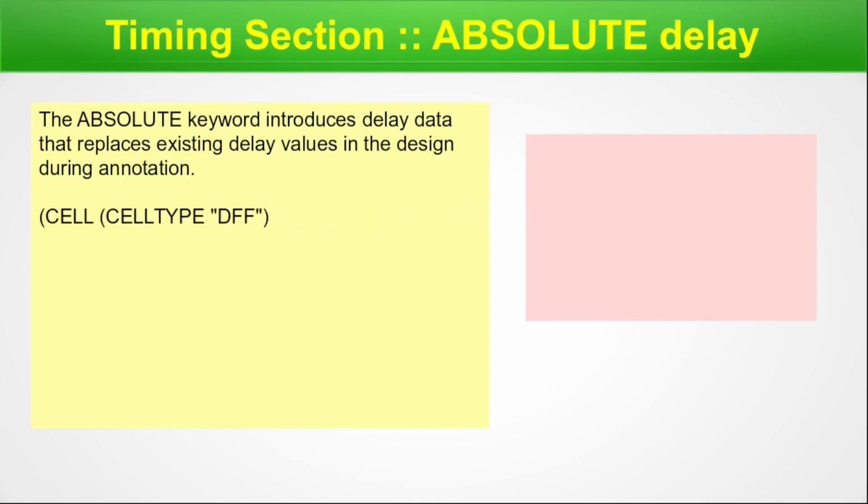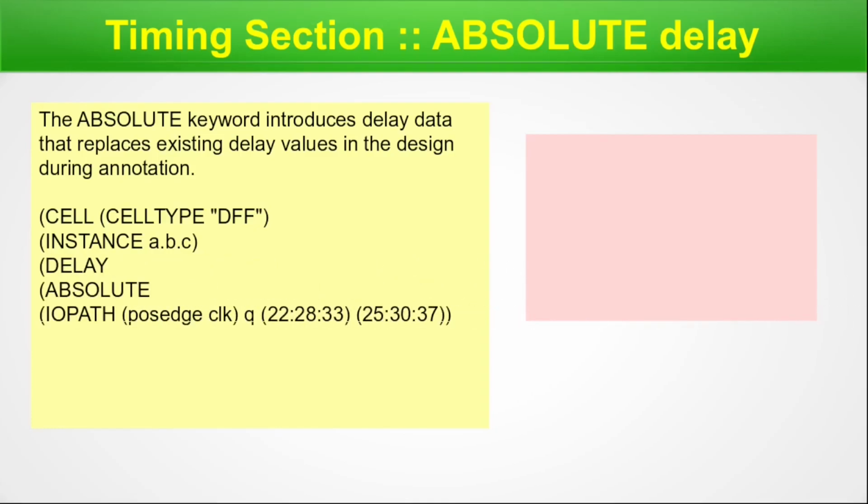Here goes our example. Cell type is DFF. Then the instance is A.B.C. Then we have delay, and then we have absolute, and then we have IO path, then posedge clock, and then Q. Then we have two RTRIPLE format, that is numbers separated by colon, and two such sets of data are there. So for port CLR, we again have two RTRIPLE format, and here we close and close and close. So this is the absolute delay. So this IO path and the port, these are the values of the delay.